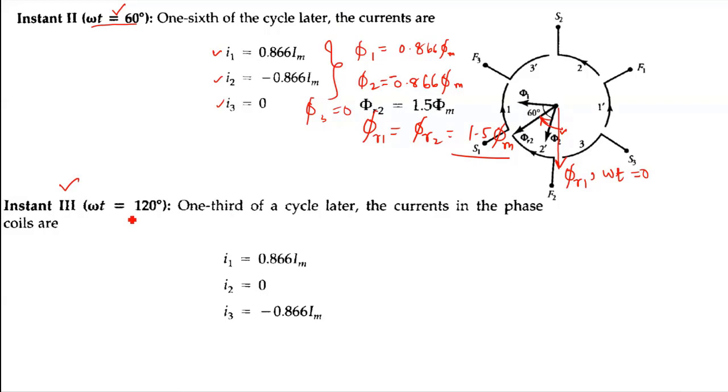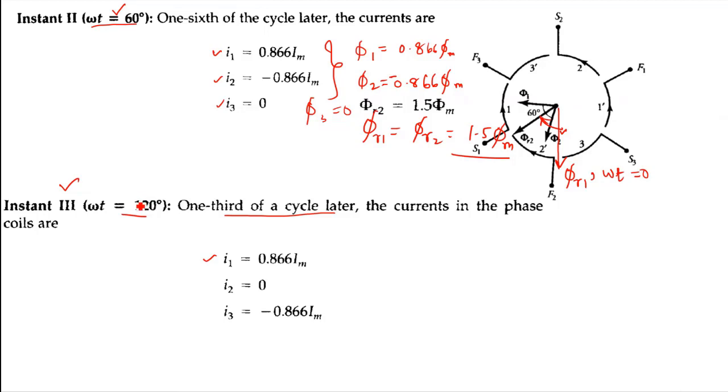So now when omega t equals 120 degrees, that means it is 1/3 of the cycle later. So we are going ahead, right? So the currents in the 3 phases will become how much? Your I1 will become 0.866 Im. So you can take any instant and evaluate, that is not an issue. But I am taking certain instances at which we can do hand calculation, right?